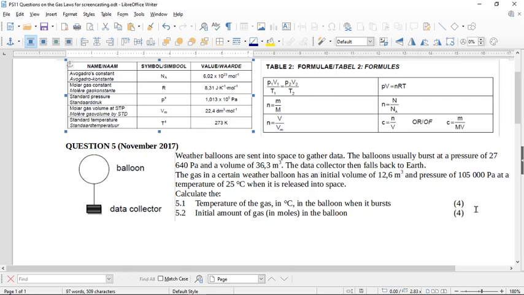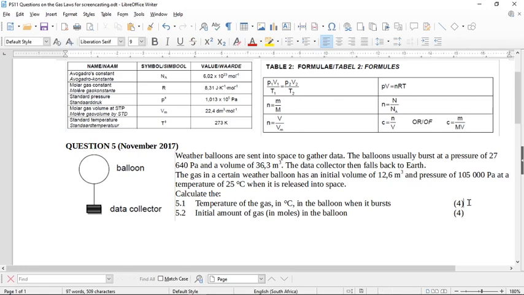The balloons usually burst at a pressure of 27,640 pascals and a volume of 36,3 cubic meters. The data collector then falls back to Earth. The gas in a certain weather balloon has an initial volume of 12,6 cubic meters and a pressure of 105,000 pascals at a temperature of 25 degrees C when it's released into space. Calculate the temperature of the gas in degrees C in the balloon when it bursts.